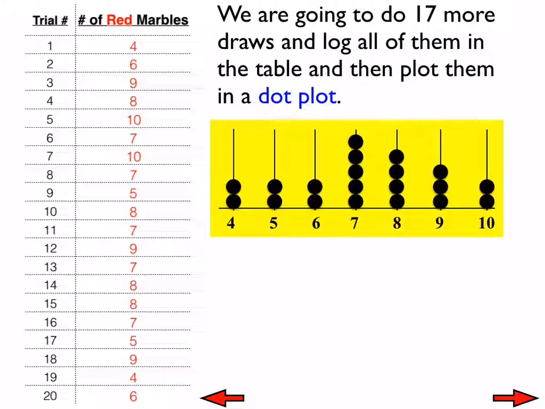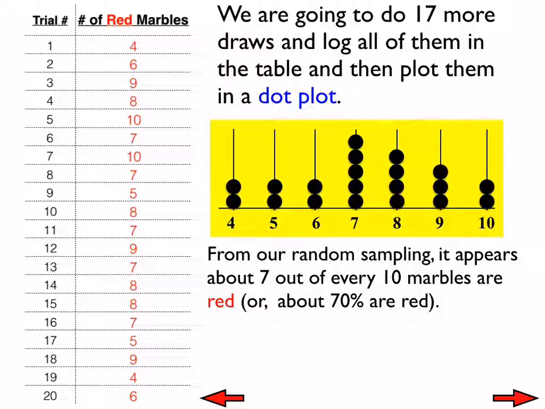So I walked around while you guys were talking about that, and pretty much everybody had the same thing. They put about 7 out of every 10 marbles are red, or about 70% of them are red. Now, it should become clear, hopefully, why that is. If you look at your dot plot, we clearly have more 7 out of 10s than we do anything else. So that gives us some sort of indication that it might be 70-something marbles.